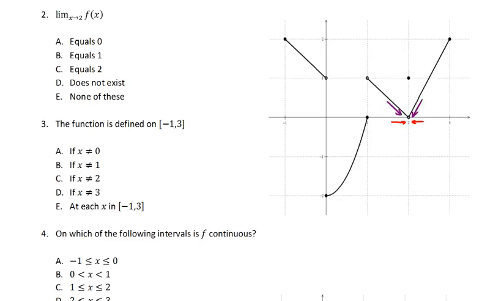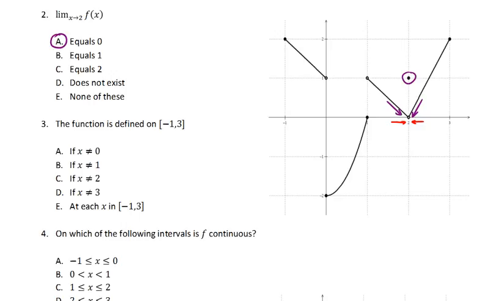It doesn't matter that the value of the function is 1 up there. It's where the graph appears to be heading, or what the behavior of the function is in the neighborhood of x equals 2. The value appears to be heading for 0 from the left and from the right. And so the answer to number 2 is A equals 0.